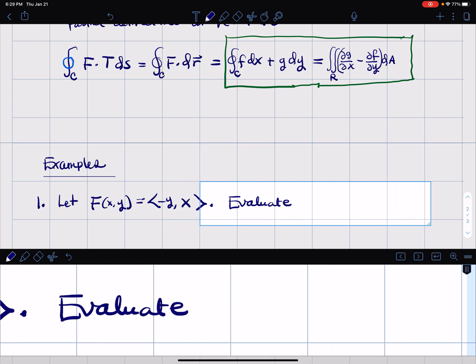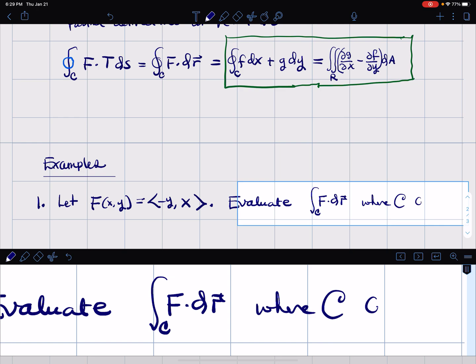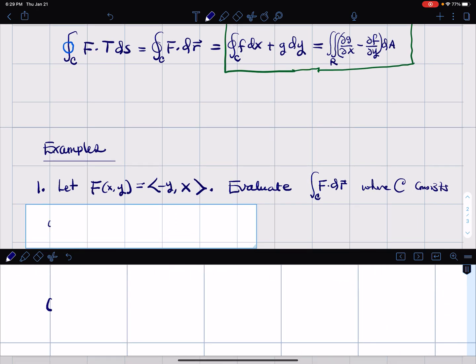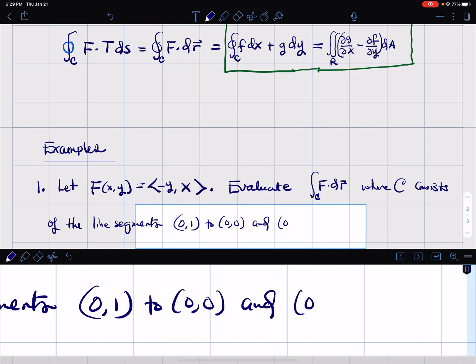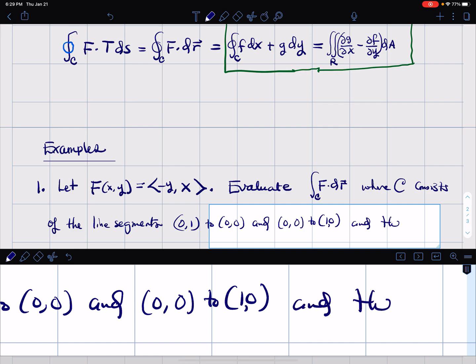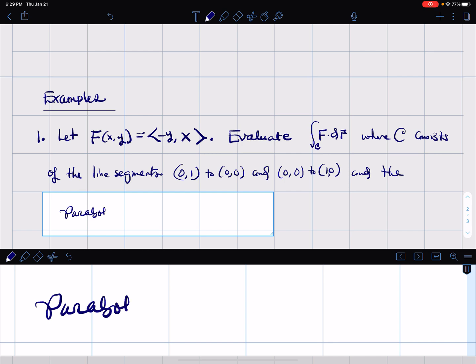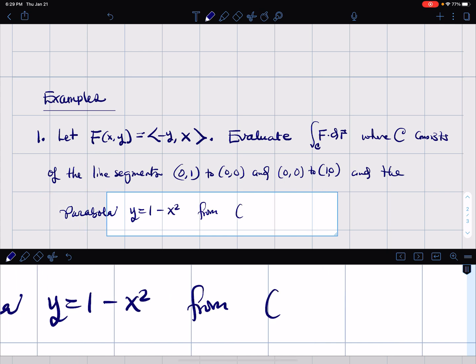So we have F of x, y as negative y, x. It's a vector field. We would like to evaluate the line integral F dot dr, where C consists of the line segments from 0, 1 to 0, 0, and then 0, 0 to 1, 0, and the parabola y equals 1 minus x squared from 1, 0 to 0, 1.